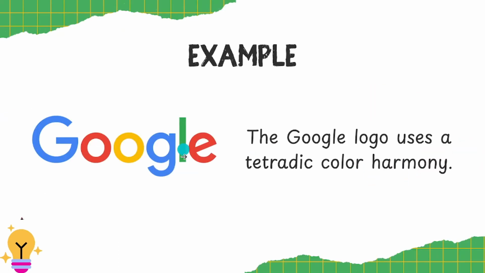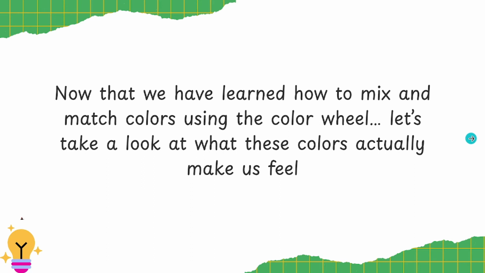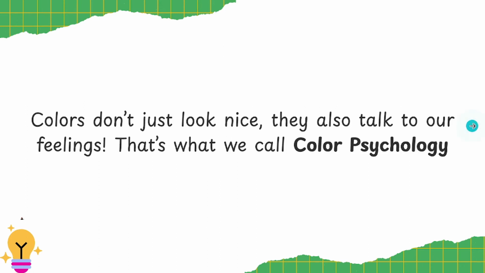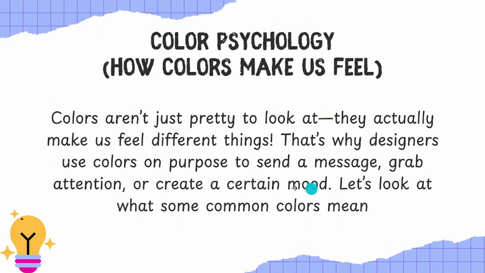So now that we have learned how to mix and match colors using the color wheel, let's take a look at what these colors actually make us feel. How do these colors actually make us feel? Because I told you guys that the colors you use in your designs actually make us feel a certain way. It affects our emotions and how we feel. So colors don't just look nice, they also talk about our feelings. That's what we call color psychology. So color psychology is how colors make us feel.